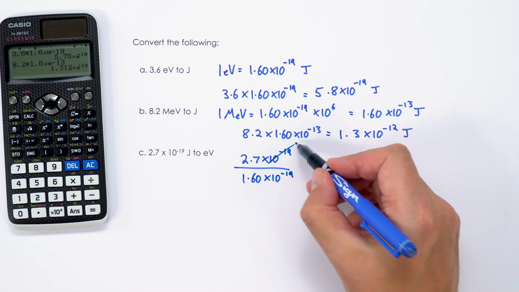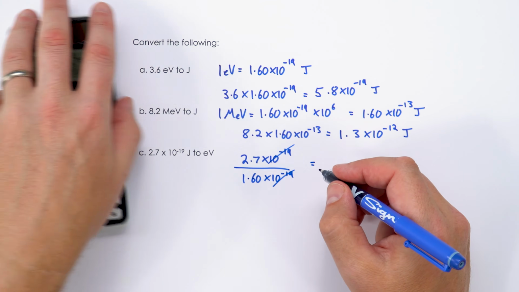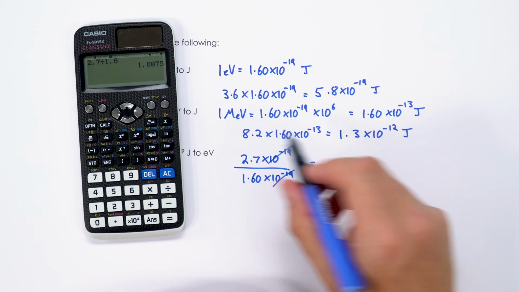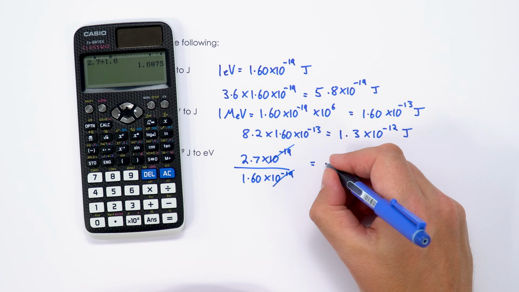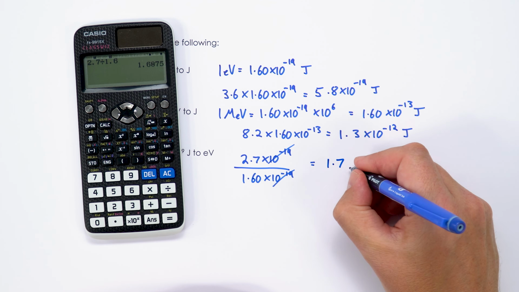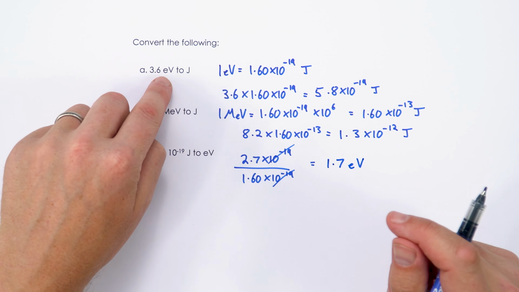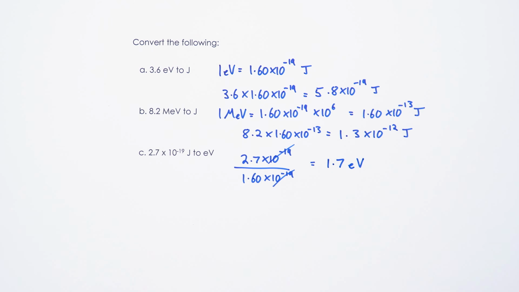I guess we can see that these cancel, and therefore that's going to be equal to 2.7 divided by 1.6, which is 1.6875, so 1.7 electron volts. So that's just how we convert between electron volts and joules and back again.